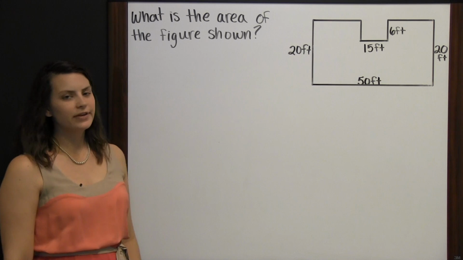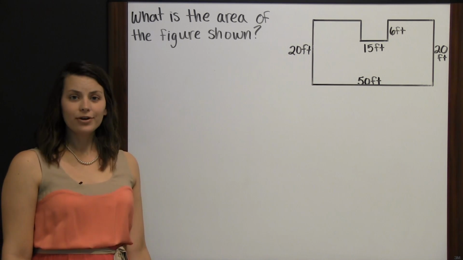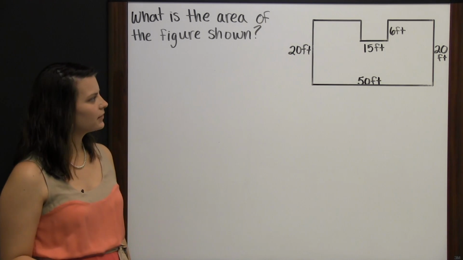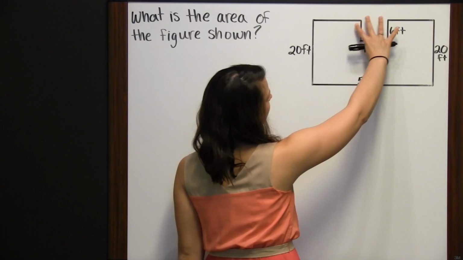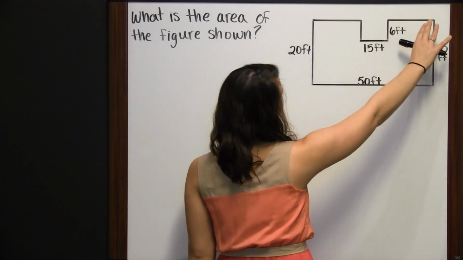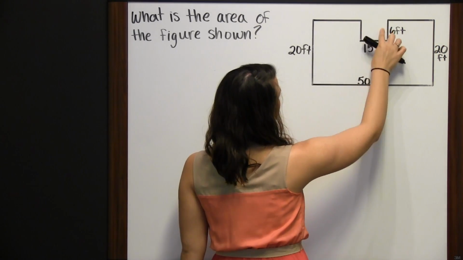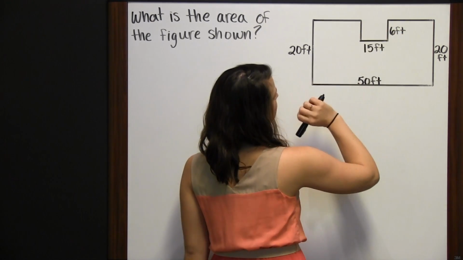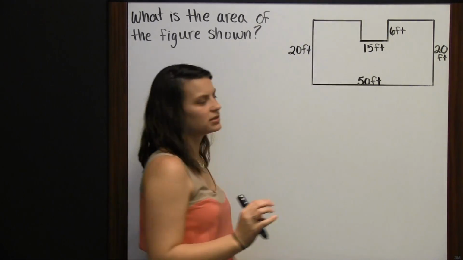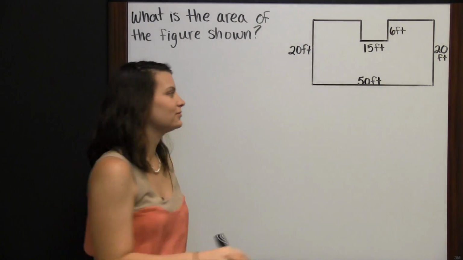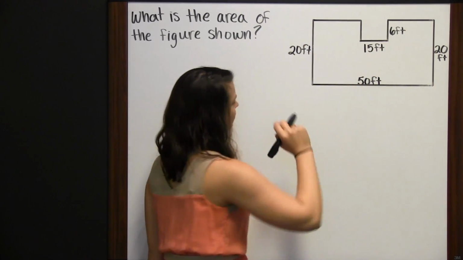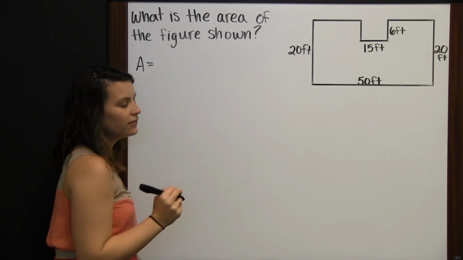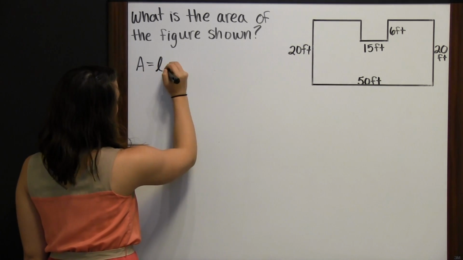What is the area of the figure shown? Well, there are a few different ways you could approach this problem, but I'm going to show you one. And that is to first find the area of this whole rectangle, and then simply to subtract the area of this rectangle here, since that's the only part that's missing out of this large rectangle. So first, we'll find the area of the large rectangle. And the area of a rectangle is the length times the width.